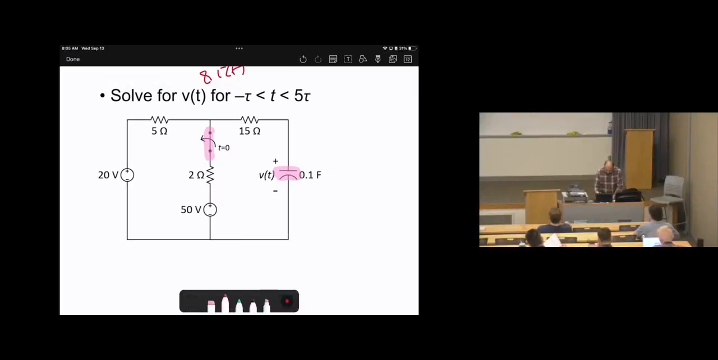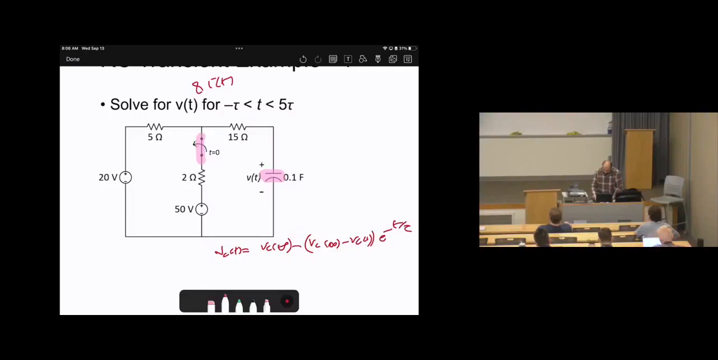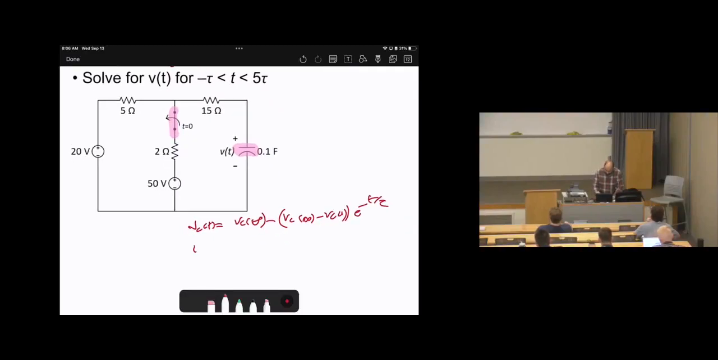How? Apply the general formula, which is Vc of t equals Vc of infinity minus, between brackets, Vc of infinity minus Vc of 0, times e to the power negative t over tau. And if you need to calculate the current, we can say Ic of t equals C times the time derivative of the voltage, dVc of t over dt. After calculating the voltage, you can find the derivative to calculate the current.